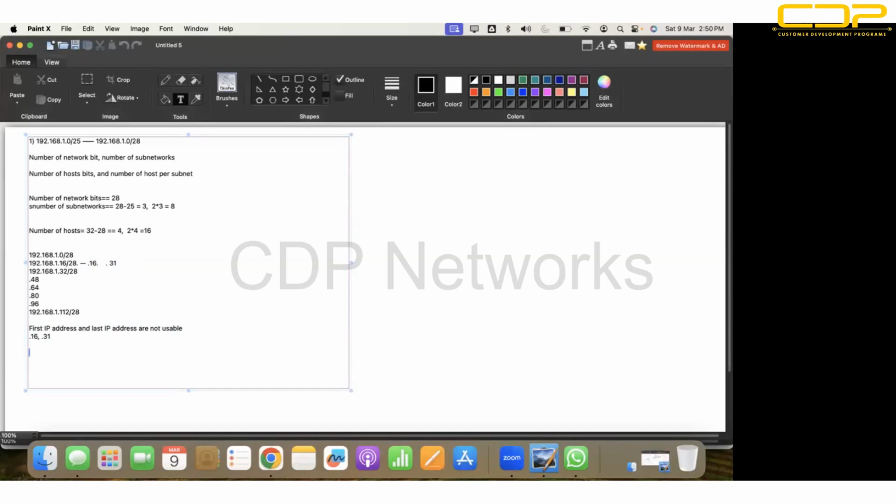So the usable IP addresses: 31 is not usable, it's the broadcast. The total number of usable IP addresses is 16 minus 2, which is equal to 14. So maybe you will give dot 17 to your gateway, which we will do in our labs from tomorrow onwards.